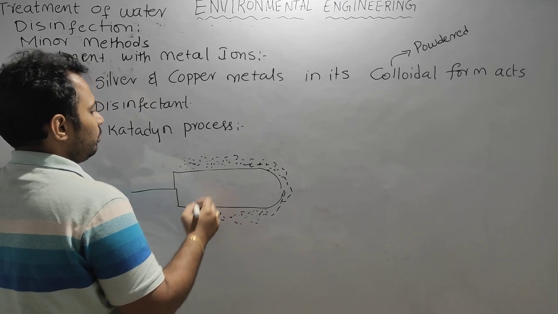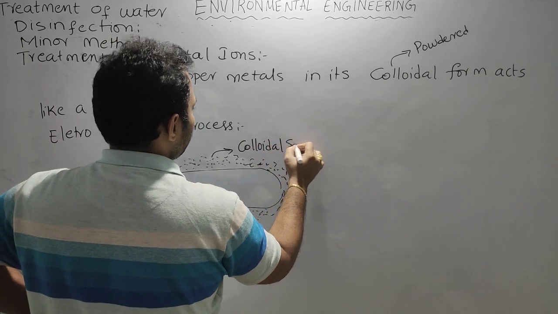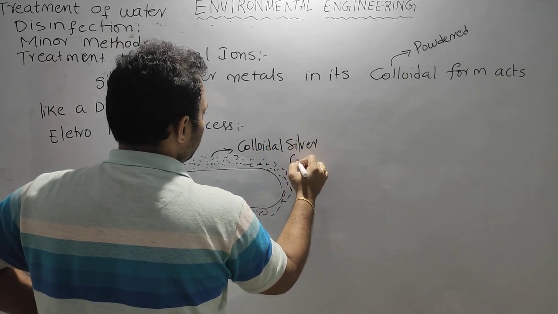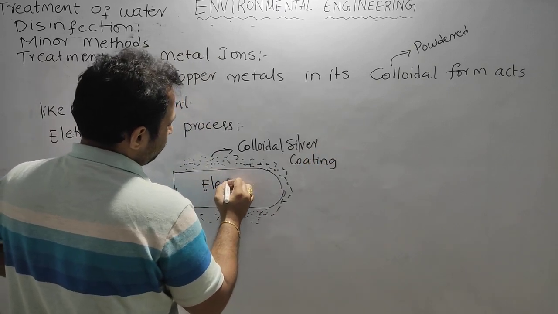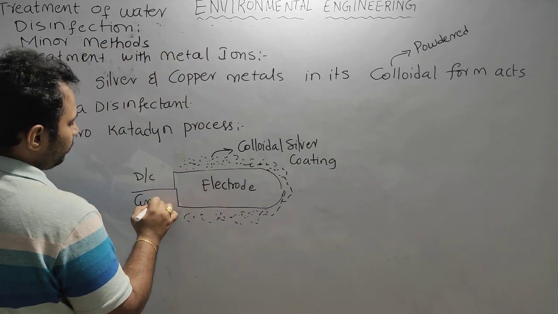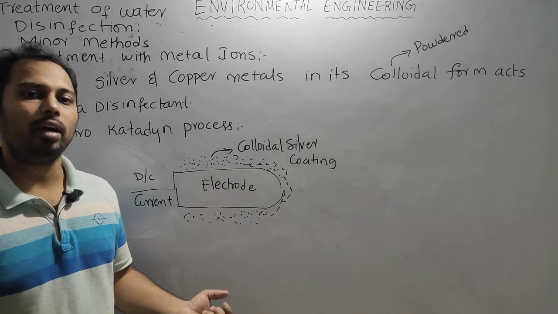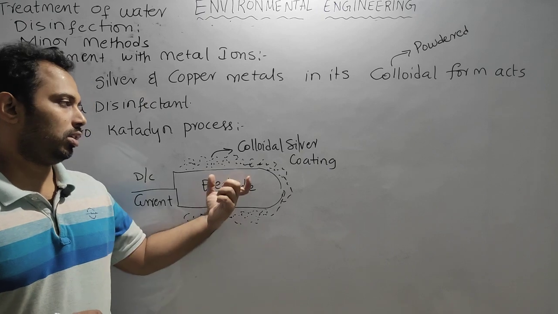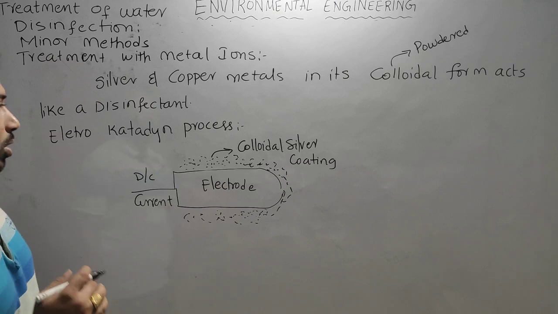So this is colloidal silver coating. Colloidal silver coating we will do on the electrode, and we will send a DC current into this electrode. So this will act like a disinfectant. It will kill the bacteria whichever comes in its vicinity. Okay. So this is nothing but the electrocatadine process.